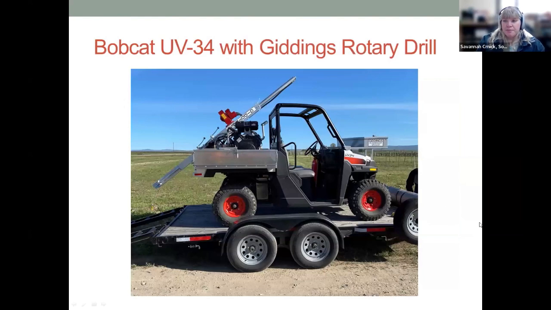Okay, so this is our deep soil sampling drill. Our oldest one. We actually just got a new one, but that'll come later. It's a Bobcat UV34 UTV, and then mounted on the back is a Giddings rotary drill. It's a hydraulic powered rotary drill, so it essentially just spins around as it bores its way down. And then you just pull it up and the sample should be collected in tubes.